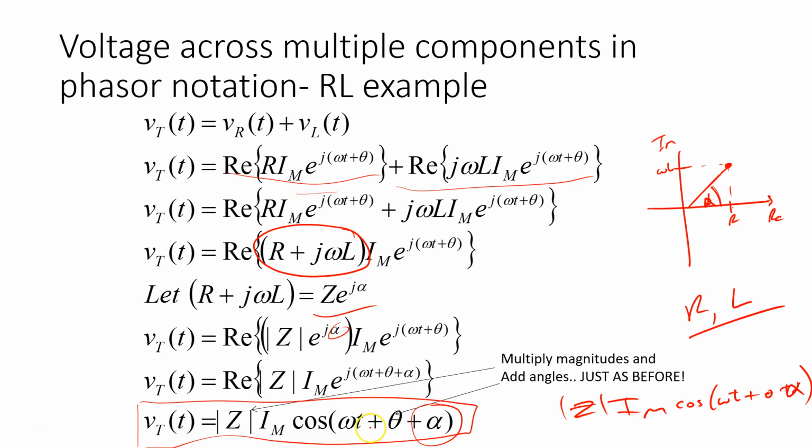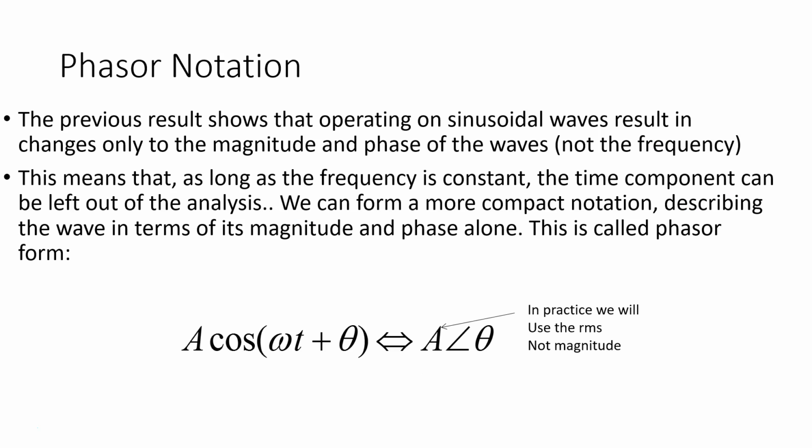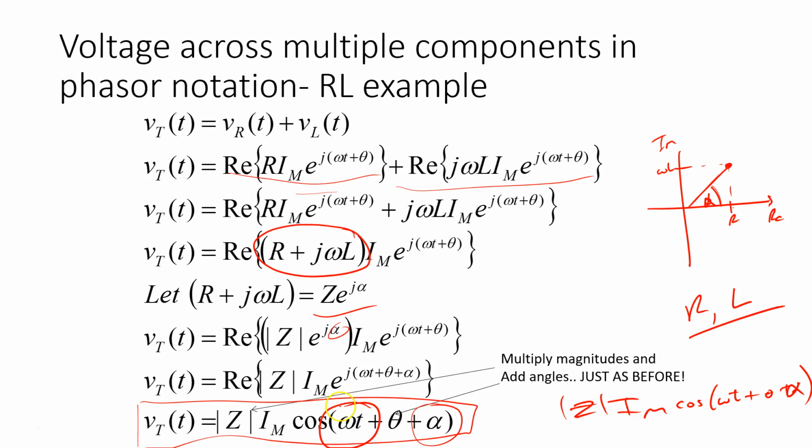So this is essentially what the phasor notation is. So you could see it is a lot simpler because we don't have to go through any of the complex trigonometry. All we need to know is the magnitude and the phase. So if we're operating, and this is the important thing, on sinusoidal waves, the change is only to the magnitude and the phase, not the frequency. So if we go back, you'll see the frequency here remained at omega t, and only the phase components changed.